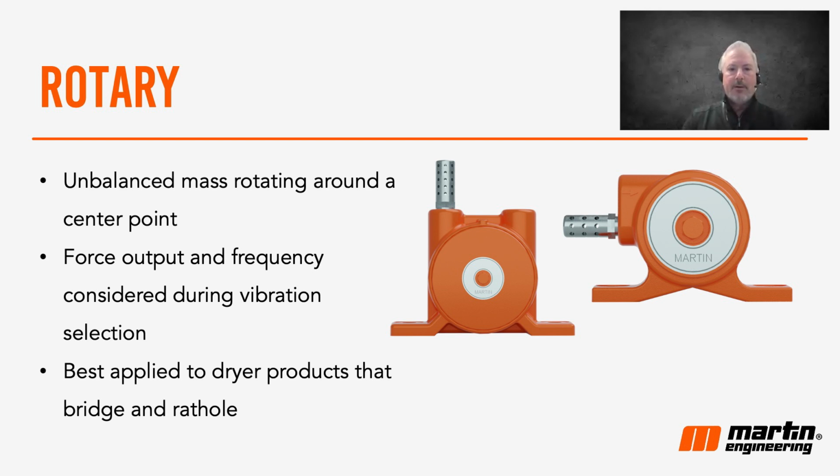All rotary vibrators are basically some sort of a device with an unbalanced mass that rotates around a center point, resulting in centrifugal force at different frequencies. One of the primary considerations for selecting the size of the vibrator is specific to the application and moisture content or a description of the material. We find that rotary vibration is best applied to drier products that tend to bridge and rat hole.